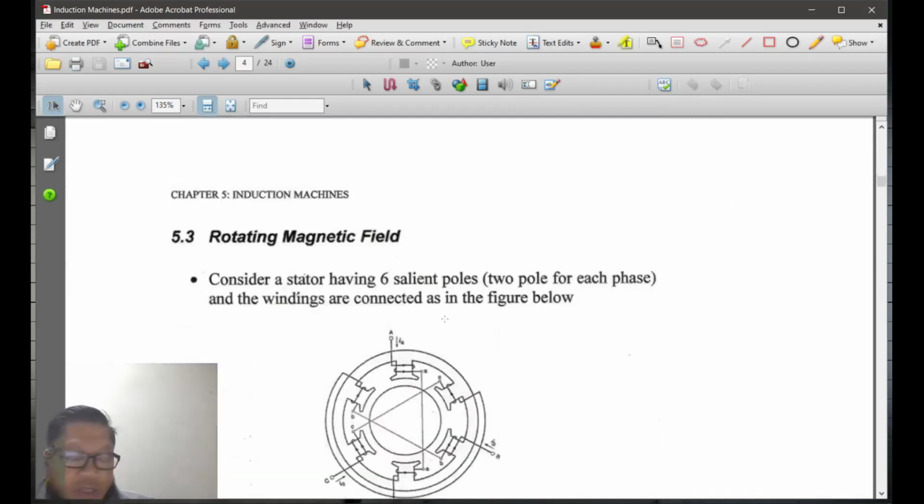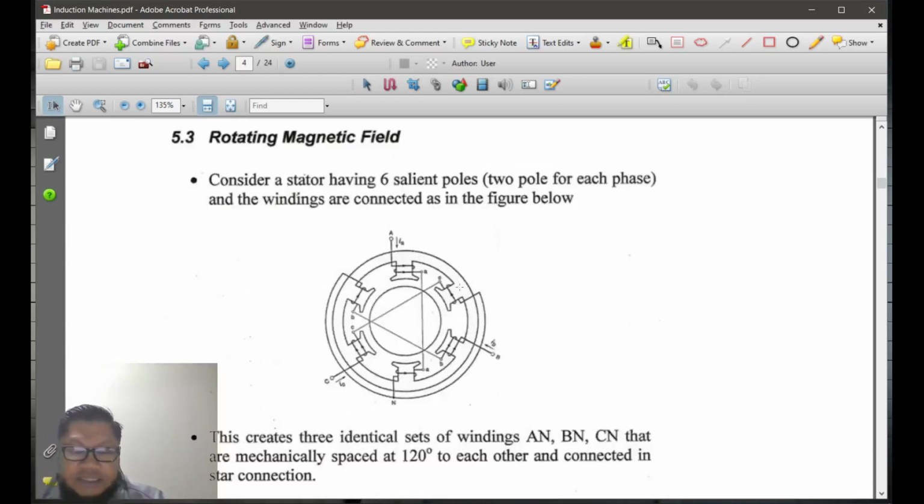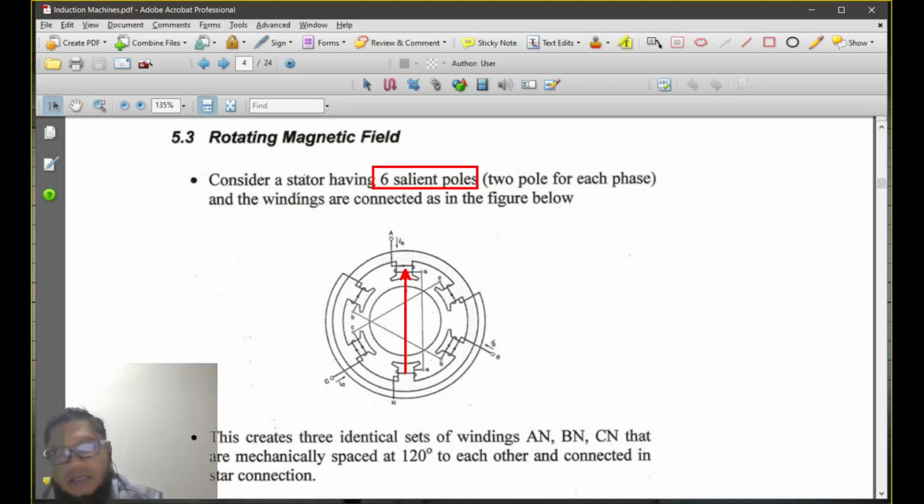Now we're going to go back and revise how the motor can rotate. First we need to consider the rotating magnetic field. Before we look into the rotation of the rotor, we start with the rotating magnetic field produced by the stator. Let's say that we have these 6 salient poles, which means phase A has a pair of poles. So 1, 2, that means we have 2 poles for each phase.